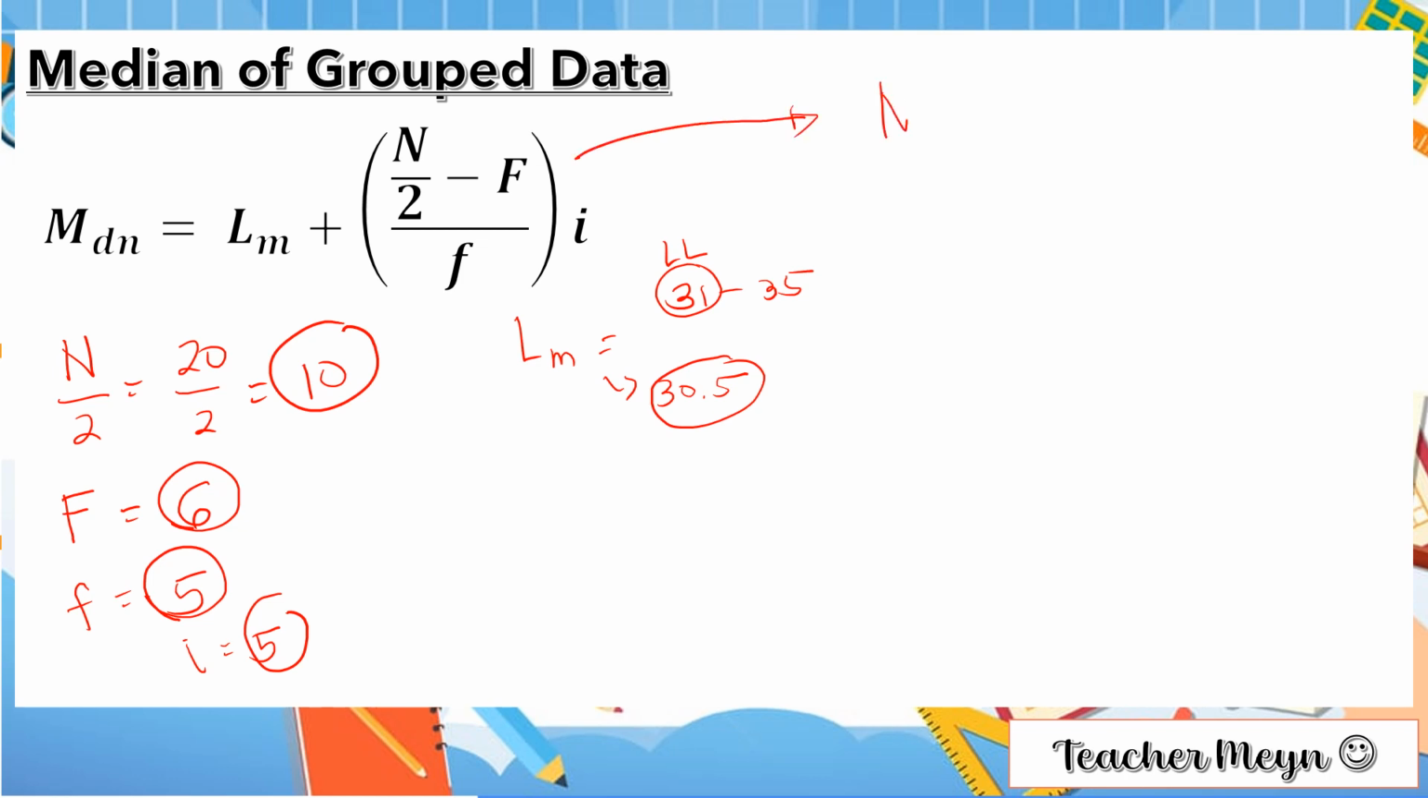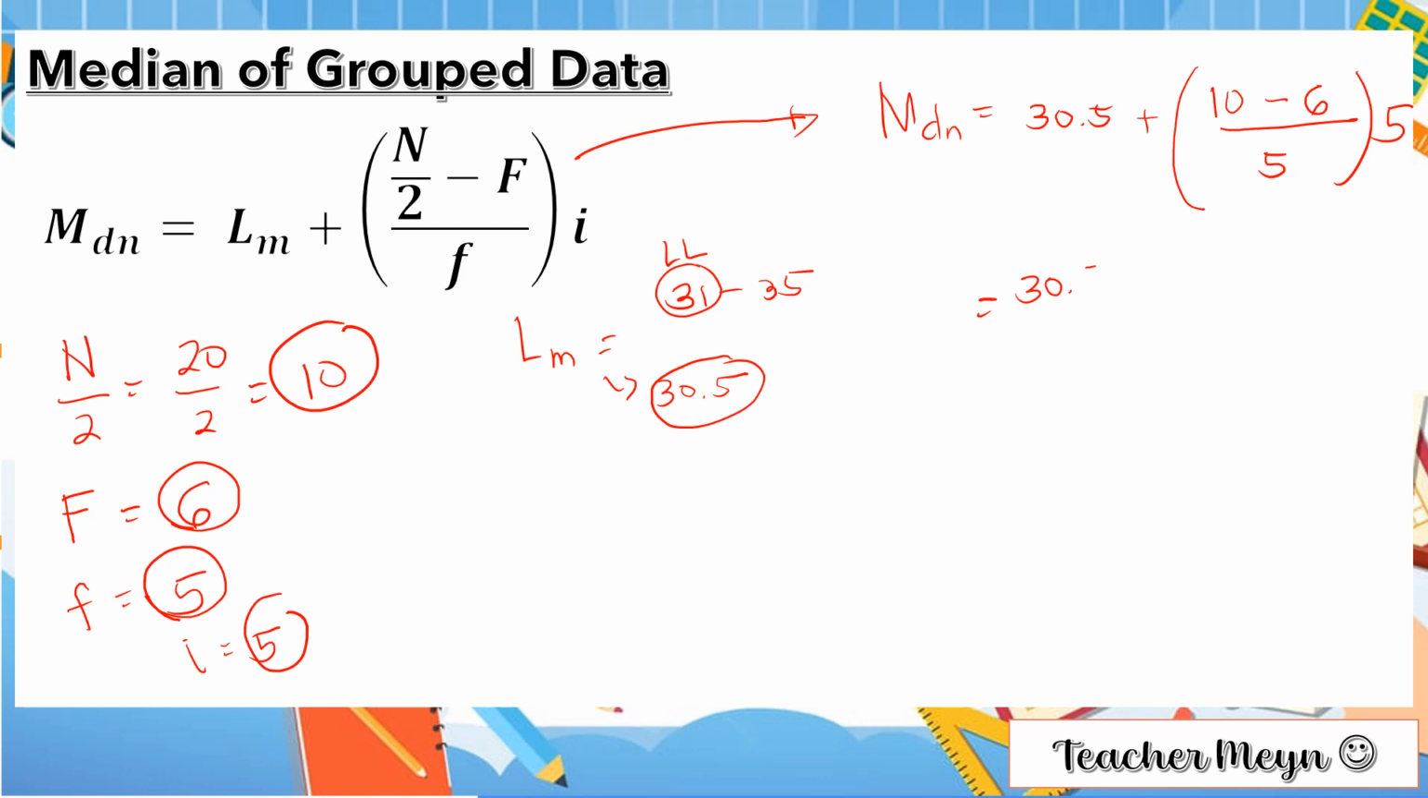So median, MDN, equals the lower limit of the median class, 30.5, plus n over 2, which is 10, minus the cumulative frequency preceding the median class, which is 6, over 5, times 5. That is the class interval. So we need to simplify first the operation inside the parentheses.